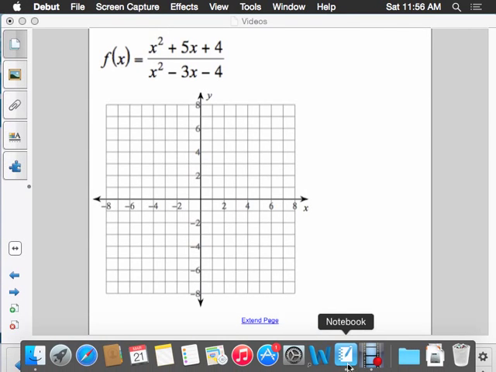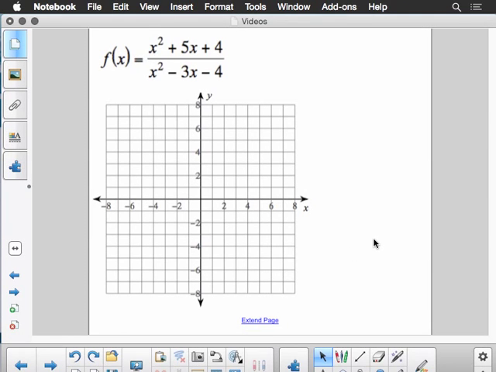Okie dokie, we are going to graph a rational function right now. And the very first step is actually factoring the numerator and the denominator, because we have to look at what we're dealing with. So the numerator becomes (x + 4)(x + 1), and the denominator becomes (x - 4)(x + 1).